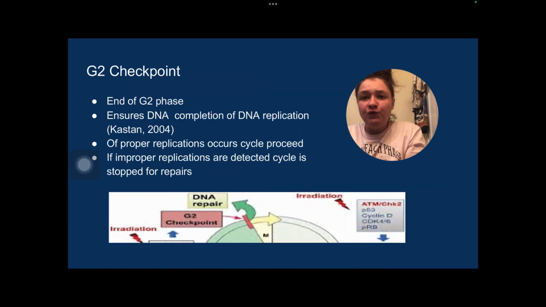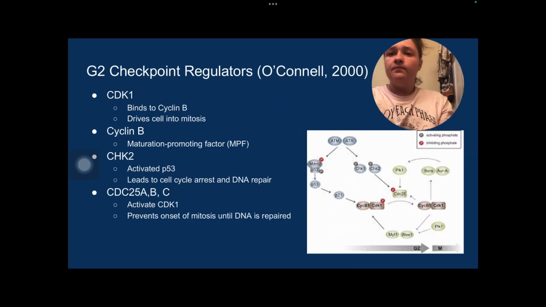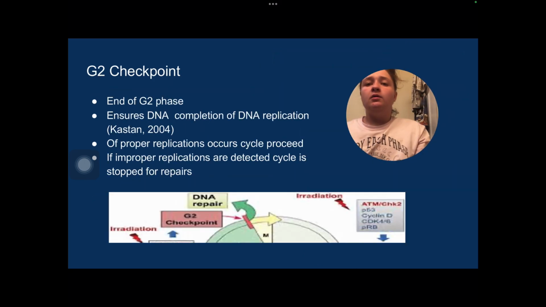During the GAP2 phase, we experience the G2 checkpoint, which is at the end of the phase right before the cell reaches mitosis. It is a crucial control mechanism in the cell cycle, which is a series of phases that a cell goes through as it prepares to divide and produce new cells.